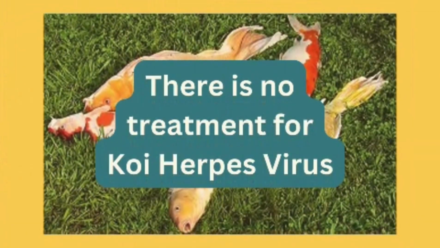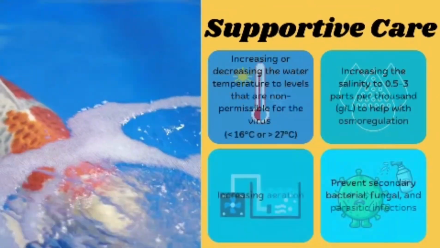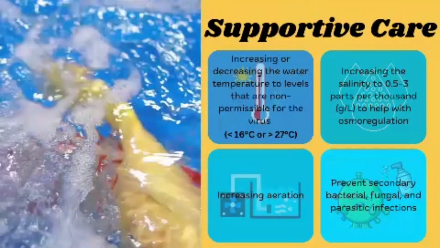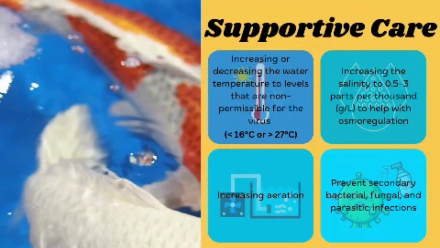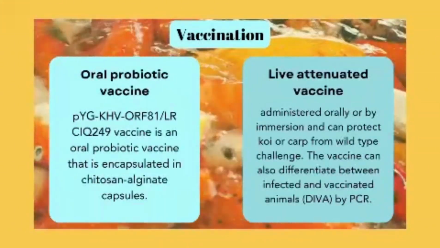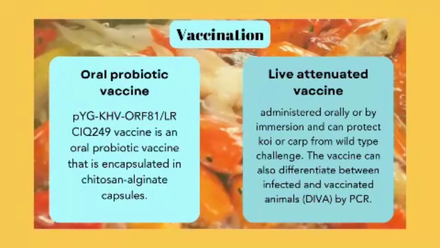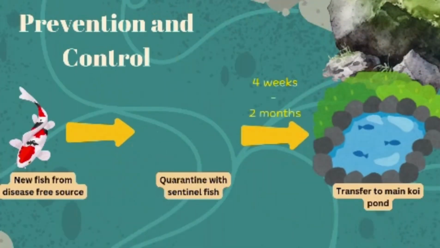Unfortunately, sadly, there is no treatment for koi herpes virus. Therefore, supportive care is needed. What can be done is to increase or decrease the water temperature, increase the salinity, increase the aeration, and also prevent secondary bacterial, fungal, and parasitic infection. There are 2 types of vaccination, which are the oral probiotic vaccine and also the live attenuated vaccine. And the live attenuated vaccine can be differentiated using the T4 by PCR. Therefore, prevention and control is very important.